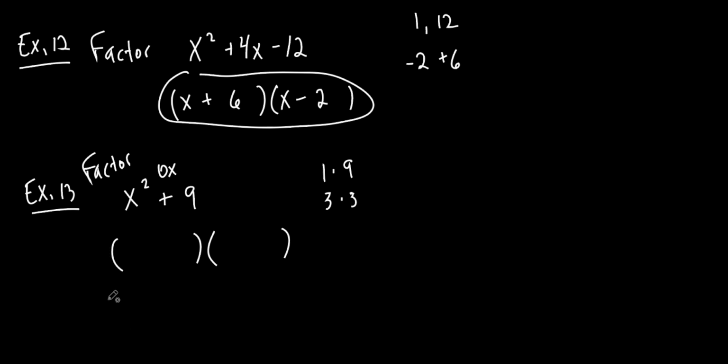Here's a word that this book uses, and I've seen this before. They say it's prime. All right? So when they say it's prime, it means there's no factors. So you can't factor that. There's nothing times anything that equals x squared plus 9. All right? Does it make sense?